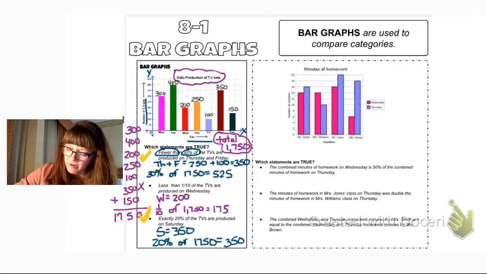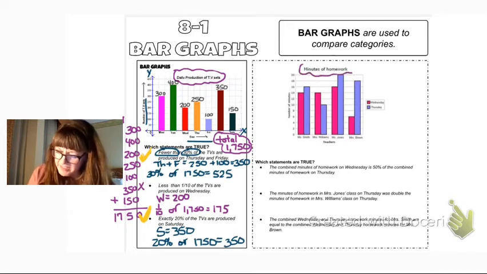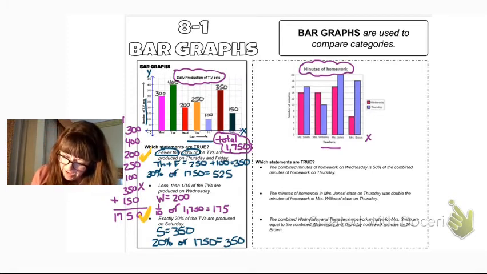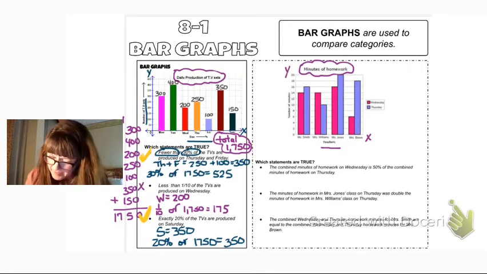Okay, let's look at the second bar graph. So this bar graph is called a double bar graph because you can see what we have here. In our title, it says minutes of homework. And then on the x-axis, we have teachers. You can see we have Mr. Smith, Miss Williams, Miss Jones, and Miss Brown. And then on the y-axis, we have number of minutes. But then we have a pink bar and a purple bar for each teacher.